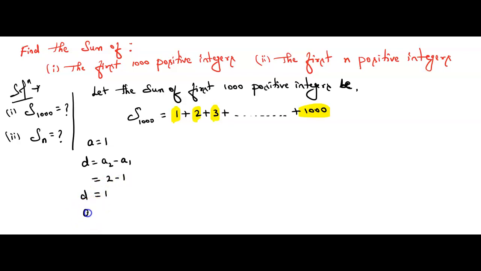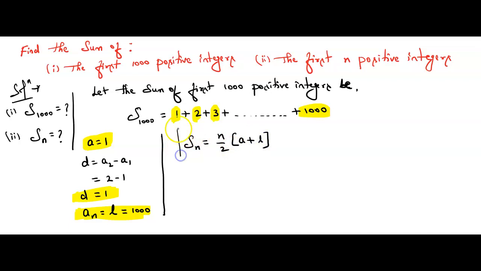And what is the nth term? An can also be written as L, the last term, that is nothing but 1000. Done. So shall we substitute? We know the first term, the last term and the common difference. But if you know the first and last terms, you can use this formula: Sn equals n by 2 into A plus L. L means the last term, that is the nth term. So this is one more formula we use to find the sum of n terms.